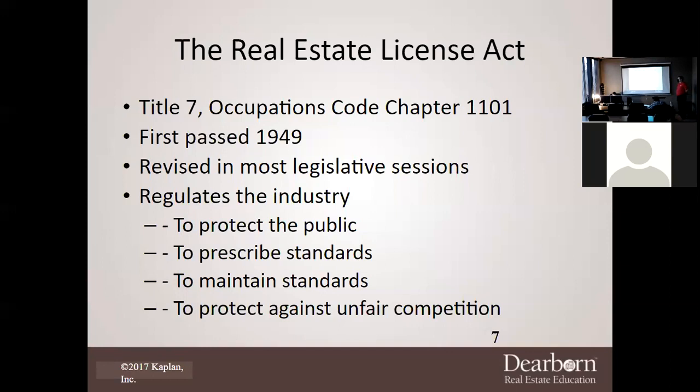It is revised in most legislative sessions. Every session, there is some revision to TREC, or to TRELA. It regulates the industry. It tells you who it protects, which is the public, prescribe the standards, to maintain those standards, and to protect against unfair competition. Okay?